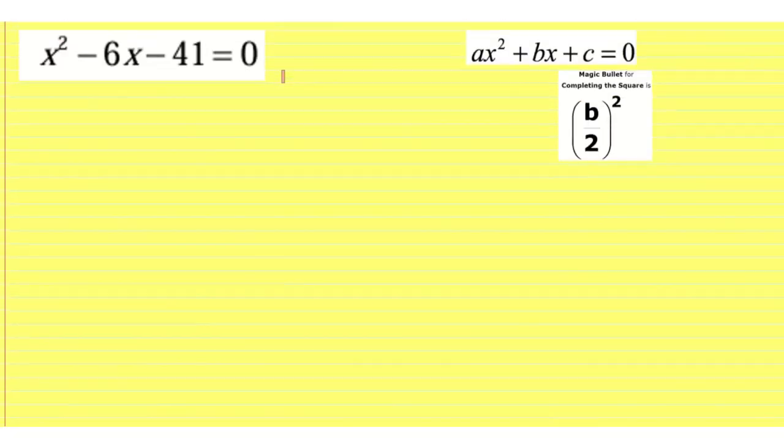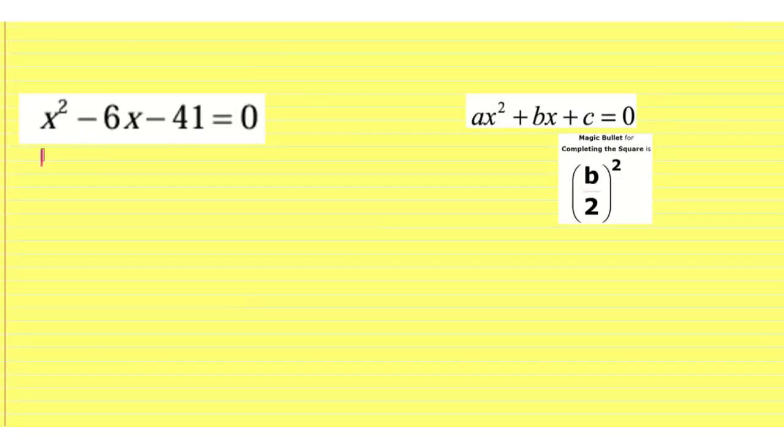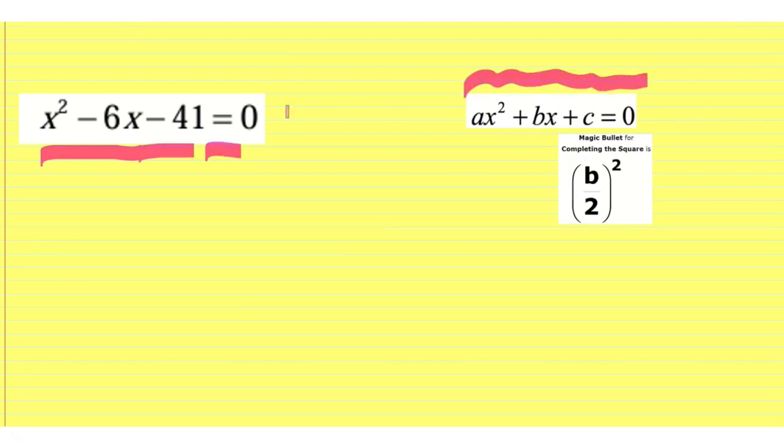Okay, our next problem says x squared minus 6x minus 41 equals 0. So it is already in standard form, where everything is on one side and the 0 is on the other side. So we just need to double check. But there's also a clue: before we try to factor it and confirm that it can't be factored, there's something we can just recognize about this that would help us know if it can be factored.